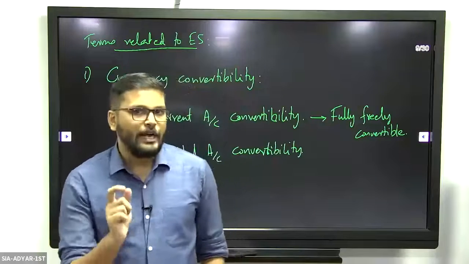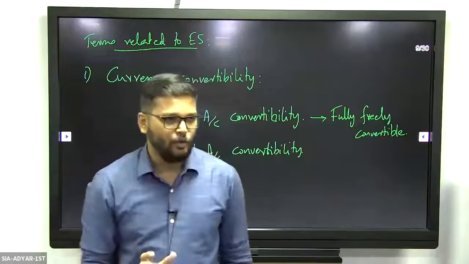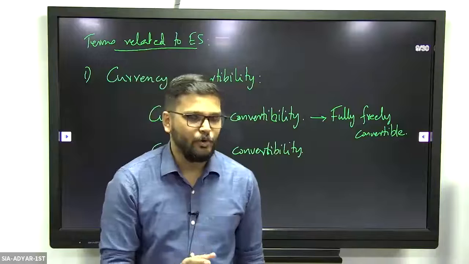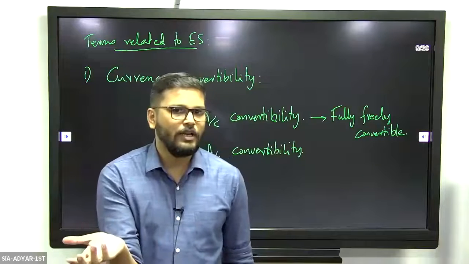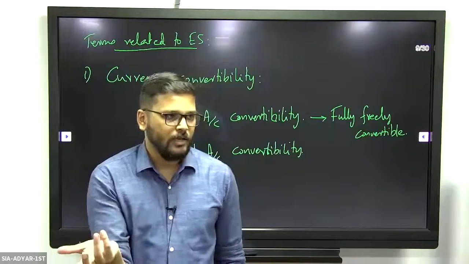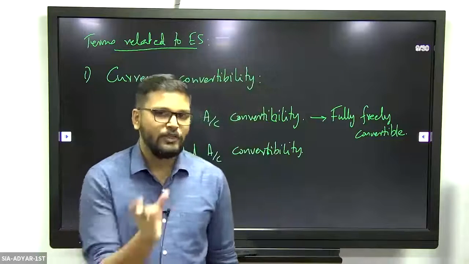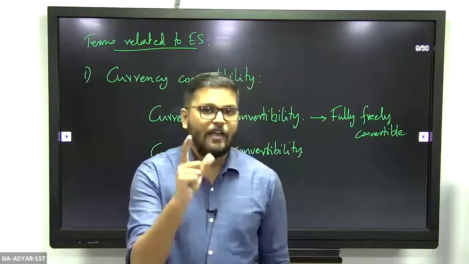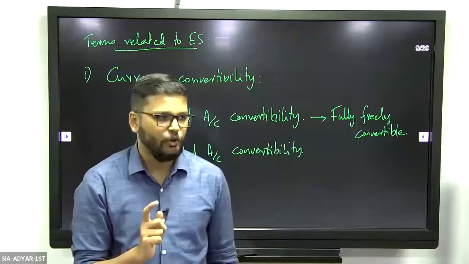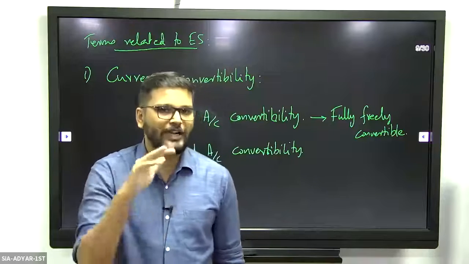Take a look at FDI. I told you in some automatic route, in some government approval route. Automatic route is nothing but fully convertible or freely convertible. Government approval route is what? Before you convert, you need to get my approval. So there is a restriction with respect to conversion. FPI is hot money. Yesterday I told you about that. FPI is hot money. It could lead to instability.